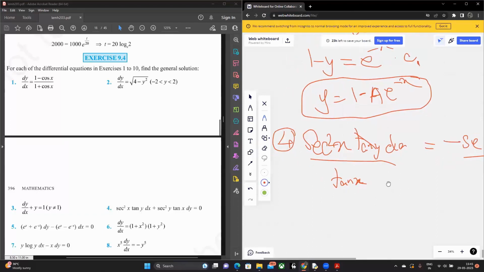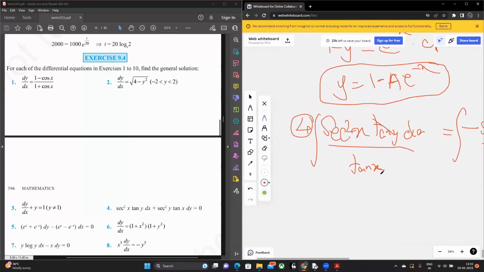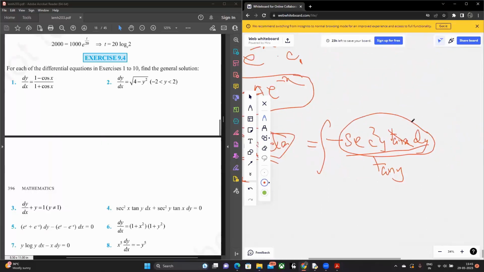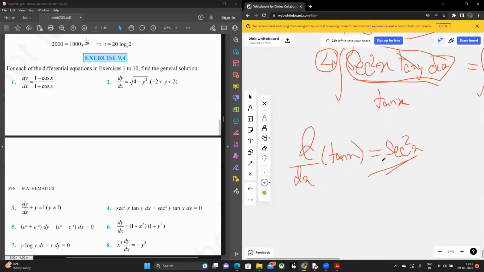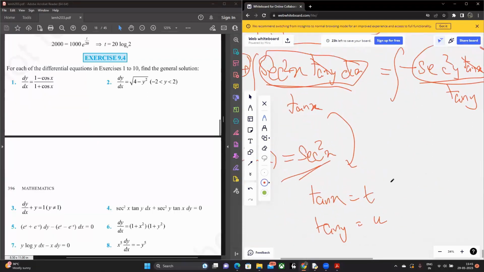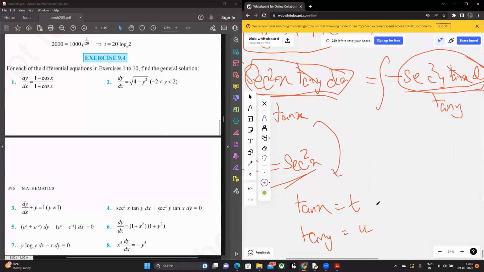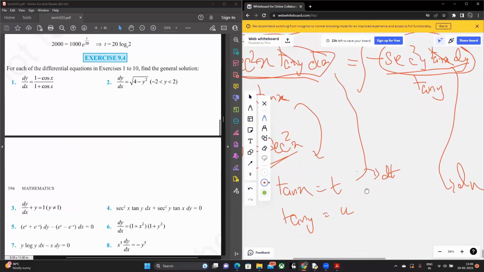And then bring this tan y over here, take this tan x over there, and voila, you have your necessary form. Now you think of your integration. Notice that you have secant square x dx over here, and you have secant square y dy over here, right? What is the differentiation of tan x? Secant square x, right? So here, take tan x equals t and tan y equals u. So this means that secant square x dx is basically dt, and this is basically du, correct?